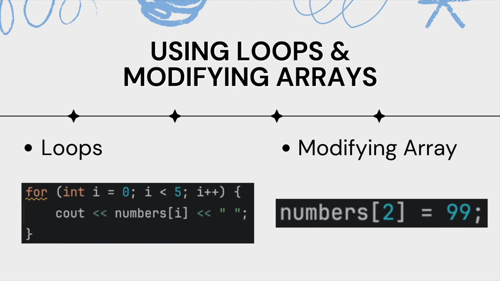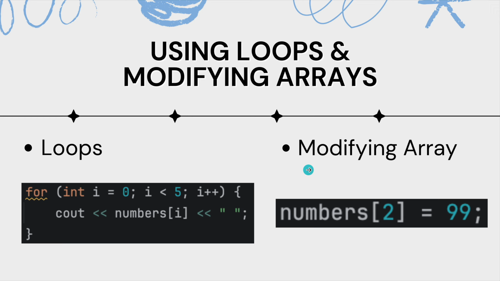Using loops and modifying arrays. Since arrays store multiple values, we almost always use loops to work with them. A for loop lets us visit each element one by one. For example, this loop prints every value in the array. Inside the loop, i represents the index.